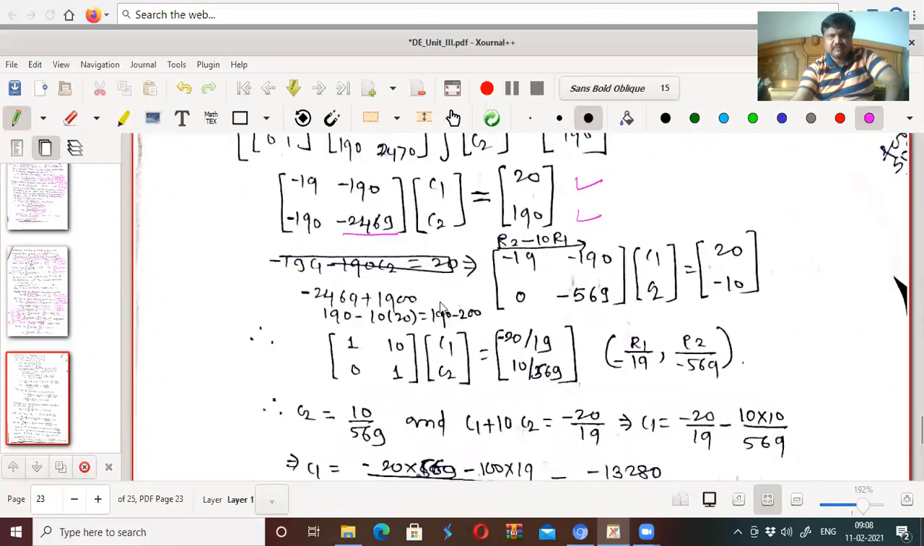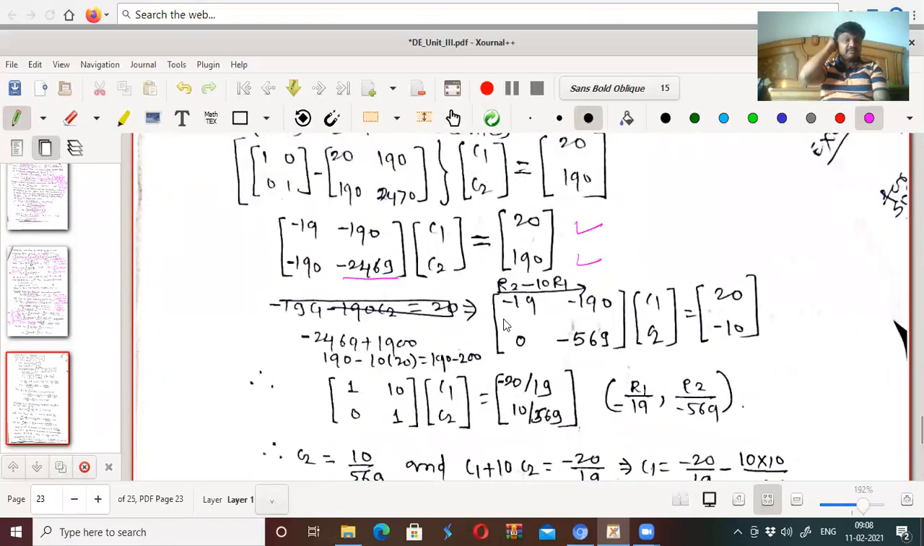Now this is the matrix equation, and by using row transformation or Cramer's rule, you can obtain its solution. So for that we made this as 0.